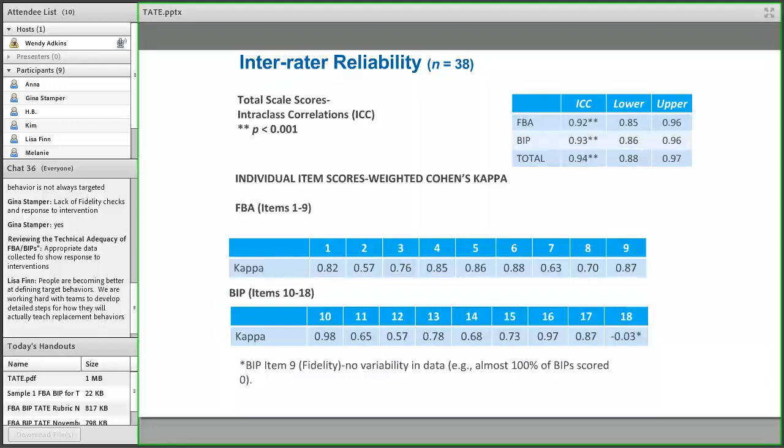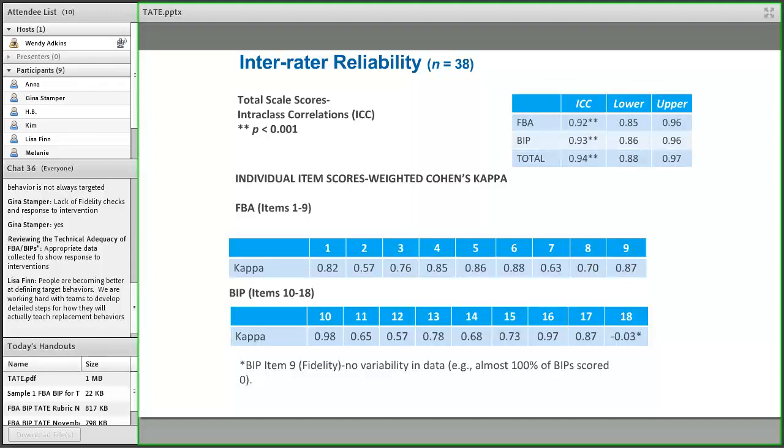And I know some of you are thinking, oh God, a table. I'm going to tell you just real fast what this is telling us. If we look at the upper right-hand corner where it has the FBA, ICC, and then a 0.92, the BIP 0.93, and a total of 0.94, what that is looking at is when we have 2 independent raters score the same FBA BIP, and then we compare their total scores, the closer you are to 1.0, the closer they are to perfect, which means they have the same score, higher agreement.